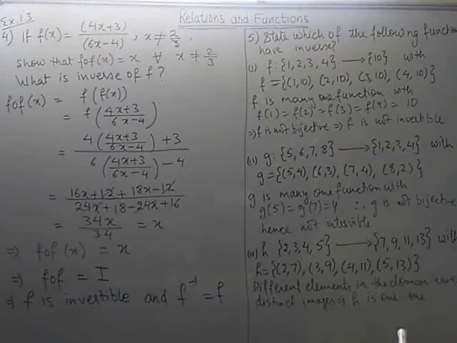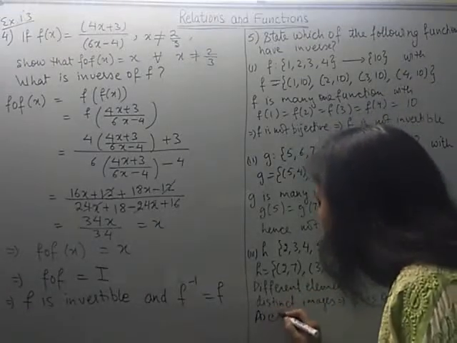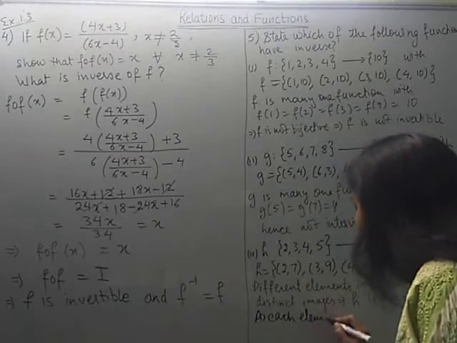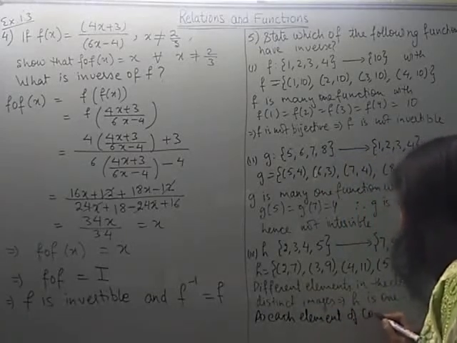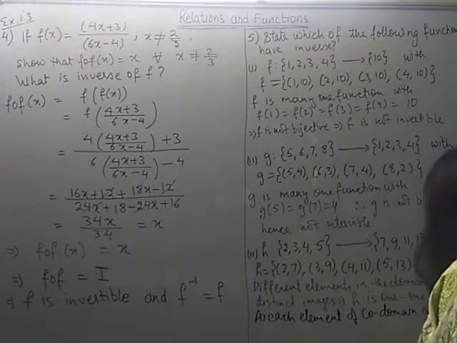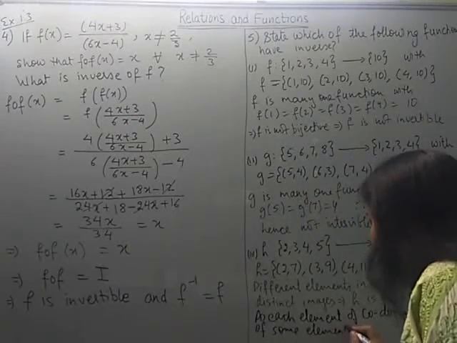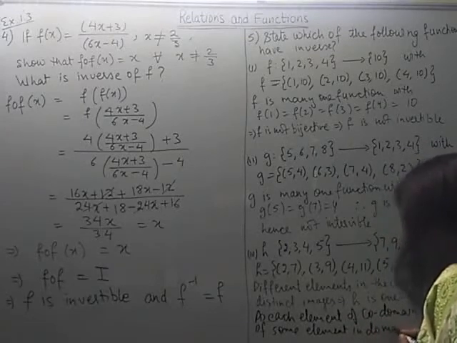Now we need to check whether it is onto or not. What are we going to verify for the function to be onto? We will see that for every element in the codomain, there is an element in the domain. Or you can say every element of the codomain is an image. So we can write as each element of codomain is image of some element in the domain. Therefore, it is onto.